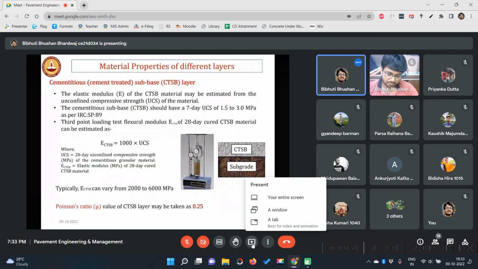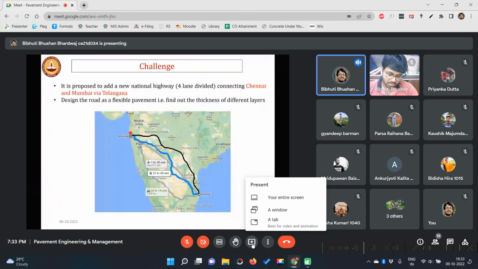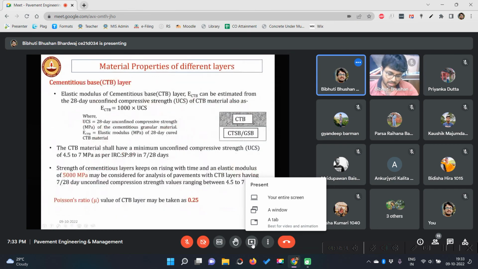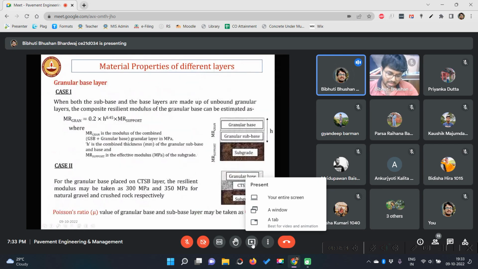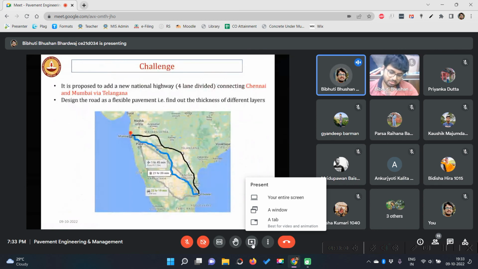In the next class, we will revise this and also start our challenge. The challenge will be this: a new national highway is proposed, divided, connecting Chennai to Mumbai via Telangana. The existing one is this, the new one is proposed like this, and we need to design it as a flexible pavement and find the thickness of the different layers. Find out everything.